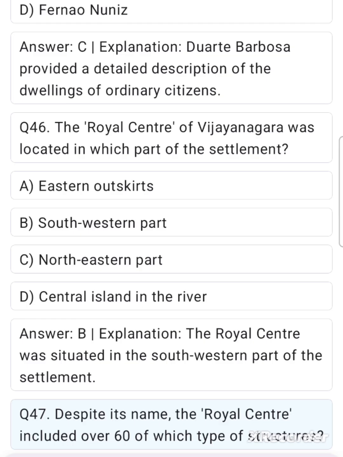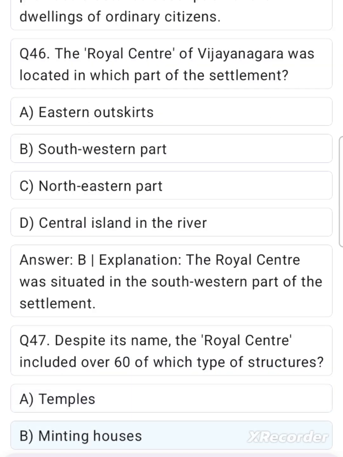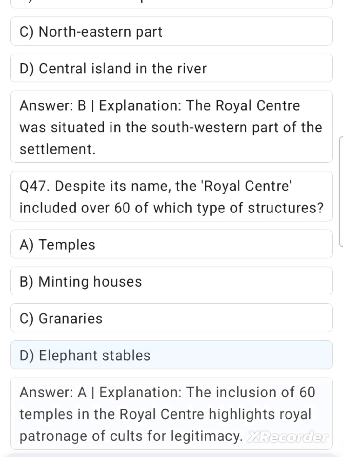Q47. Despite its name, the Royal Center included over 60 of which type of structures? A. Temples. B. Minting houses. C. Granaries. D. Elephant stables. Answer: A. Explanation: The inclusion of 60 temples in the Royal Center highlights royal patronage of cults for legitimacy.